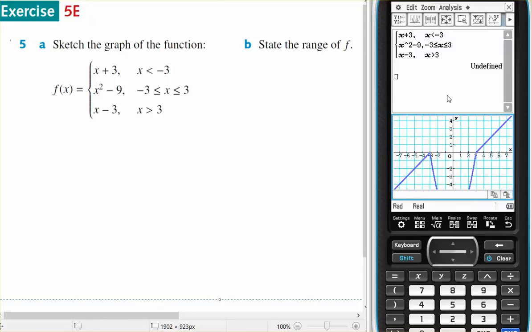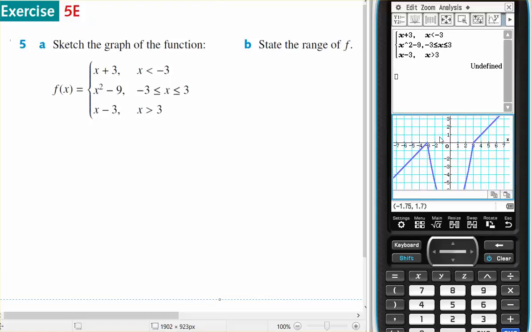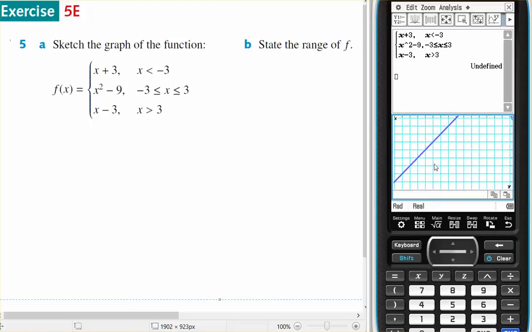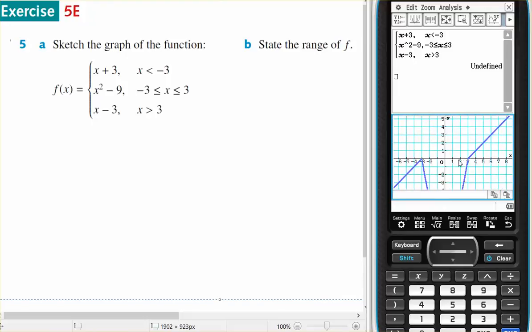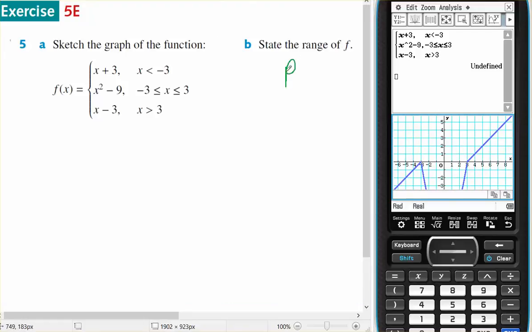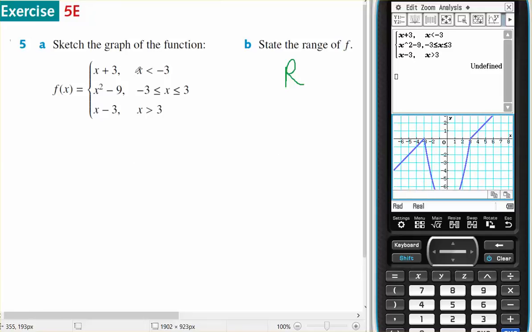And I can see that if I move it up a little bit, there's my parabola. That's going to go down forever and ever and ever. So my lowest y value will end up being negative infinity, and my largest y value will end up being infinity. So I expect the range to be all real numbers.